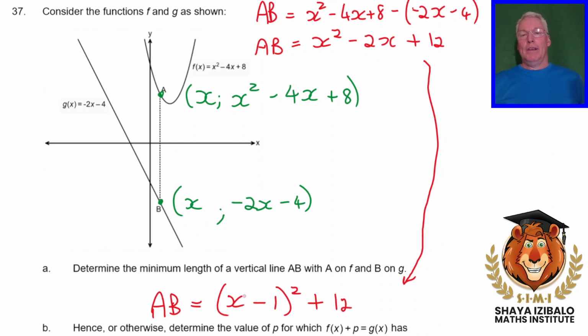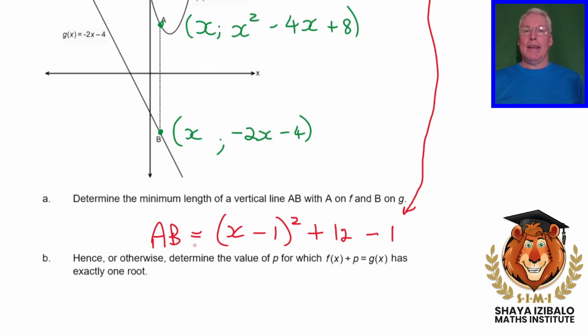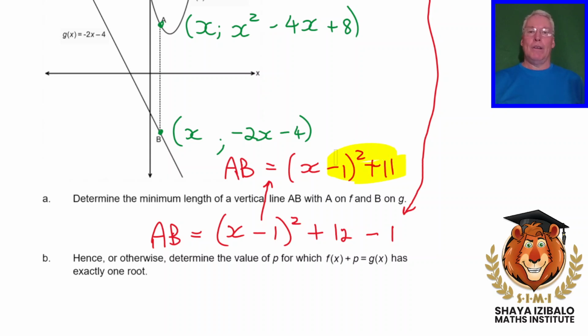When we square this out, we get x squared, we get a negative 2x, and then we get a plus 1. Now that plus 1 was not there, so we need to subtract 1. Right. So what that actually means is that AB is actually, and I'm going to write it over here, and I apologize that I'm jumping up and down here, AB is actually x minus 1 all squared plus 11.